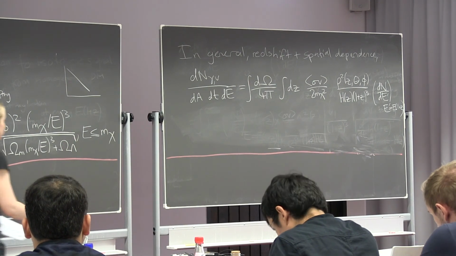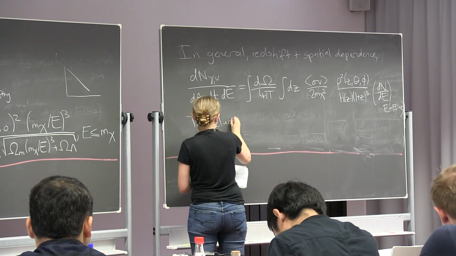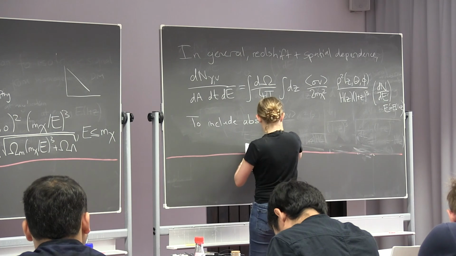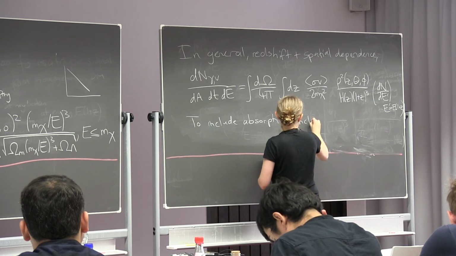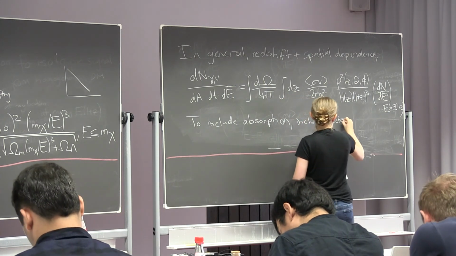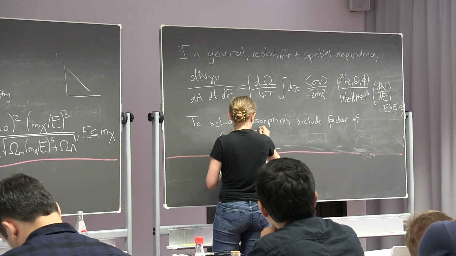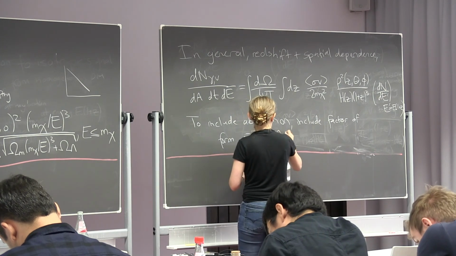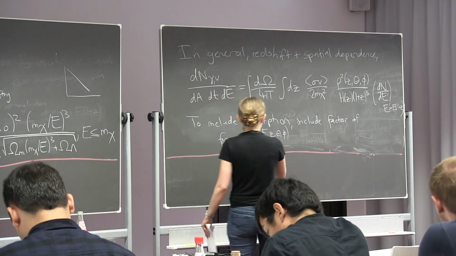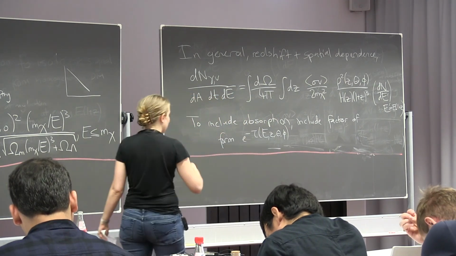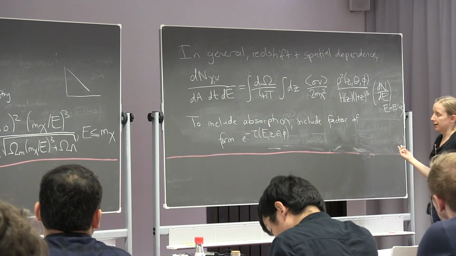So if we wanted to additionally include absorption, then we would want to put in a factor here of the form... you just want to include a term that says, all right, particles produced at some redshift with energy E and in a given direction on the sky are attenuated by a certain amount on their way to us.